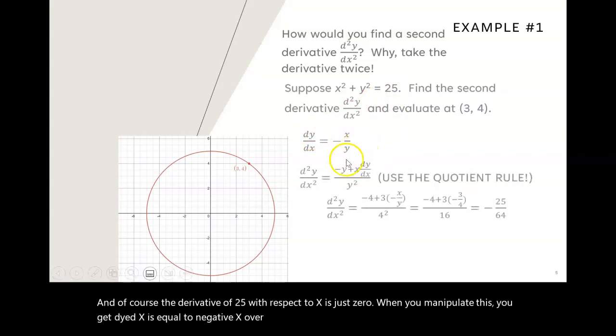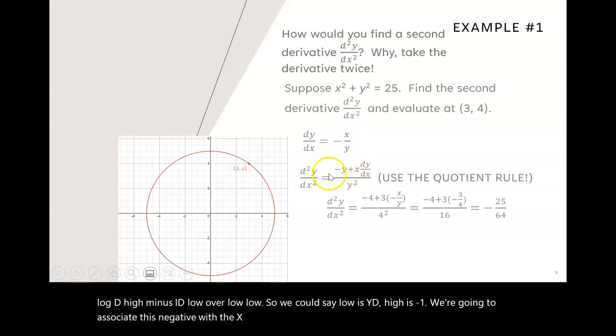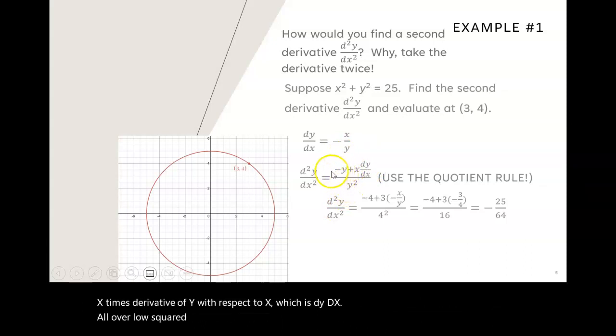Well, to find the second derivative, we just need to do the quotient rule. Low d high minus high d low over low low. So we could say low is y, d high is negative 1. We're going to associate this negative with the x here. So we get negative y minus high d low. So we get a minus x times the derivative of y with respect to x, which is dy/dx, all over low squared, which is just y squared. So we get the second derivative is negative y plus x dy/dx over y squared.